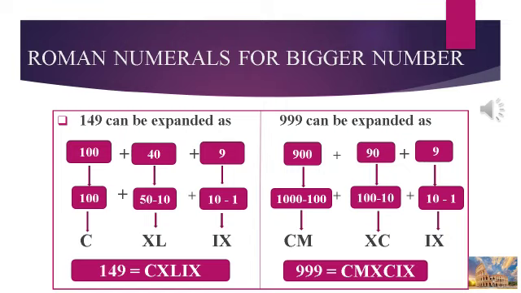Then in the next example, 999 can be expanded as 900 plus 90 plus 9, where 900 is equal to 1000 minus 100, that is CM. 90 is 100 minus 10, that is XC. And 9 is equal to 10 minus 1, that is IX. Therefore, the symbol of 999 is CMXCIX.